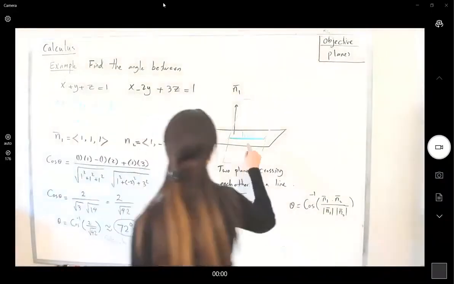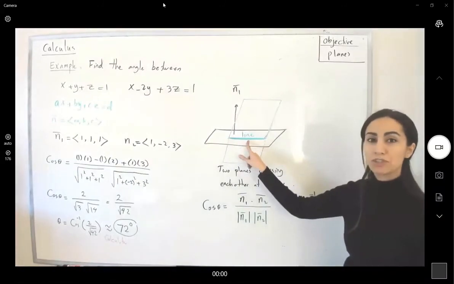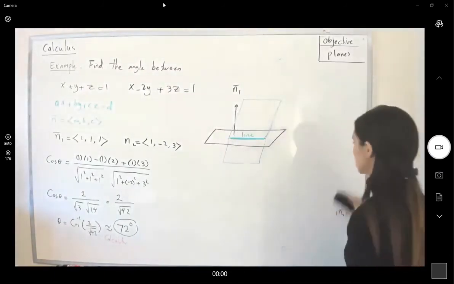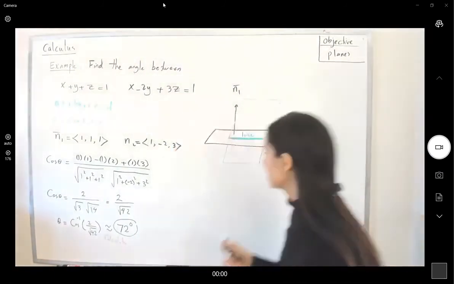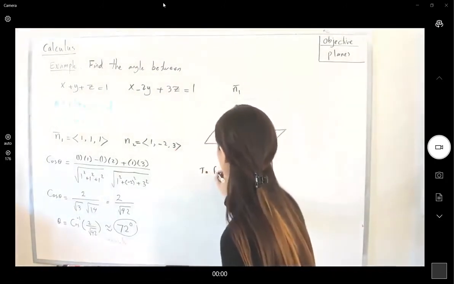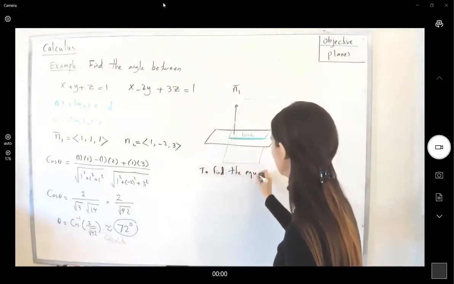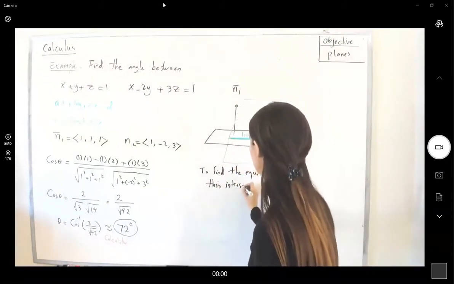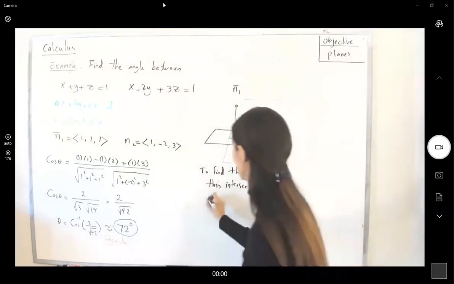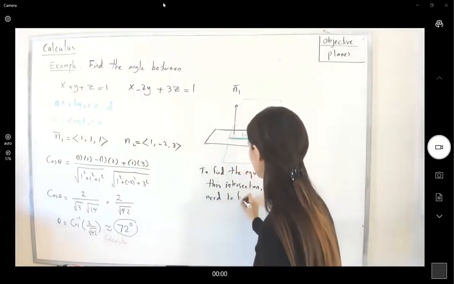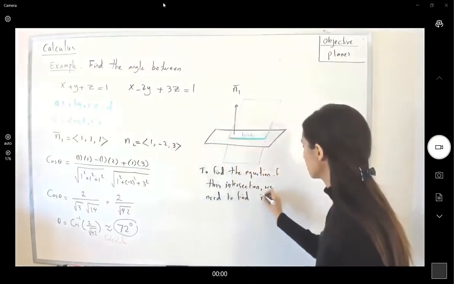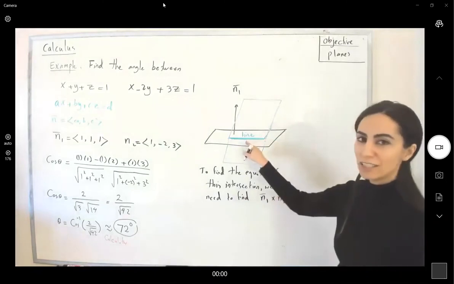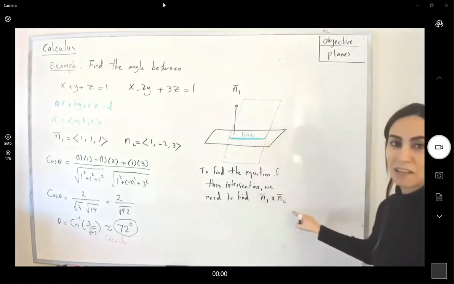Okay, now I expect you to ask, hey, how do we find the equation of this line? Well, if a question asks you to find the equation of the crossing line, to find the equation of this intersection, we need to find the cross product between n1 and n2. Then this line is in the direction of this vector.